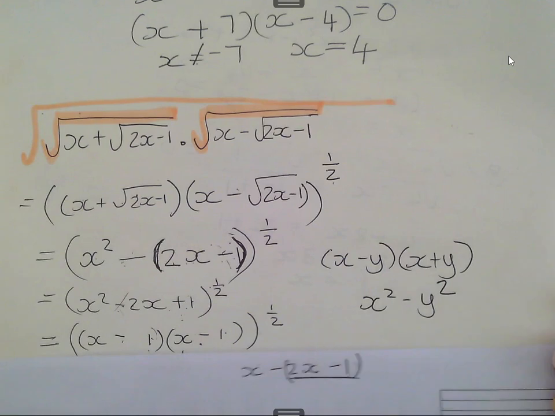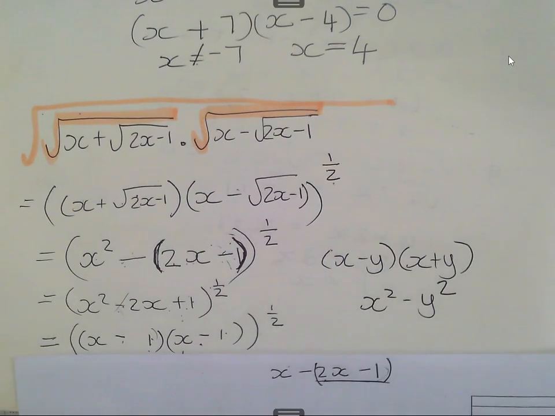Okay, I need you guys to help me. What can I do next? Is there a different way that I can write x minus 1 times x minus 1? If I have 5 times 5, how can I write it differently? 5 squared, okay? So this is x minus 1 times x minus 1. You see I can write it as (x minus 1) squared.